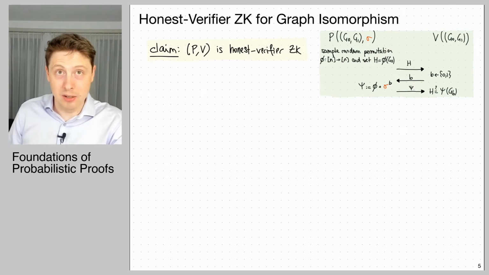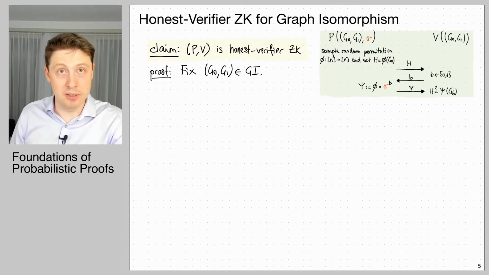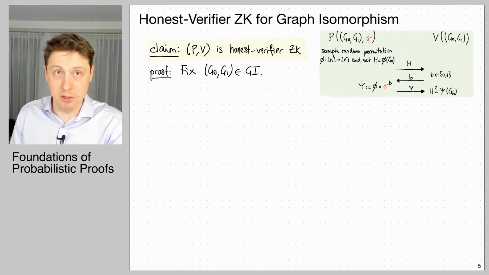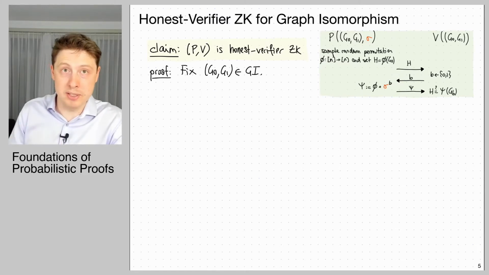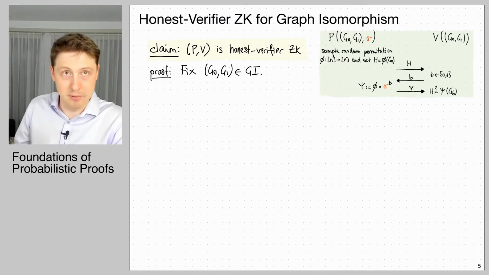Again, zero-knowledge is not an opinion. It is a definition that needs to be fulfilled. So how are we going to fulfill this definition? Well, first, we have to fix two graphs that must be isomorphic because we're only considering instances in the language. Again, we're looking at the honest prover. The honest prover is only doing something when x is in the language. Otherwise, the protocol will not make sense.